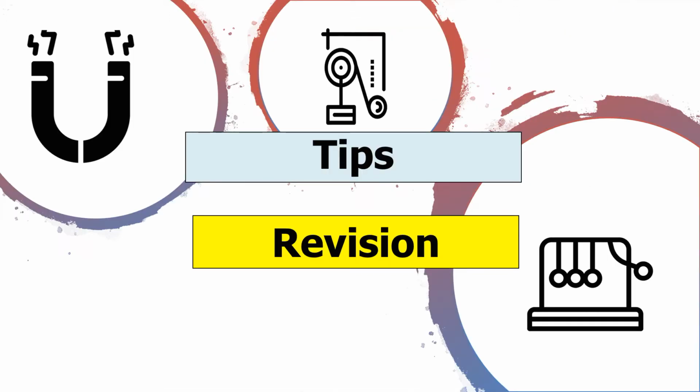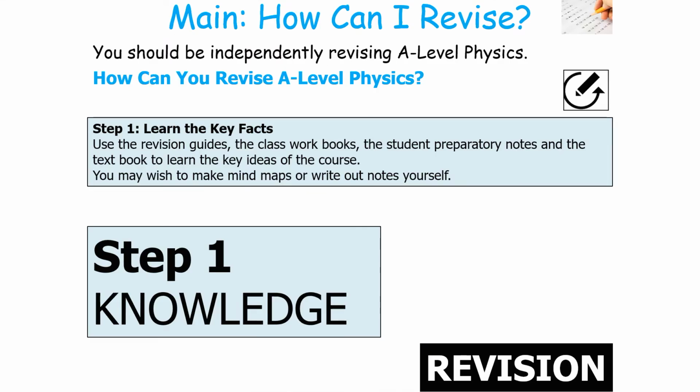Now, how should you carry out revision for AQA A-Level Physics? The first step I would do is learn the key facts, learn the knowledge. This could involve using your revision guide, your class workbook, your student prep notes, your textbook to learn the key ideas of the course. And you might want to make mind maps or write out notes yourself to do this.